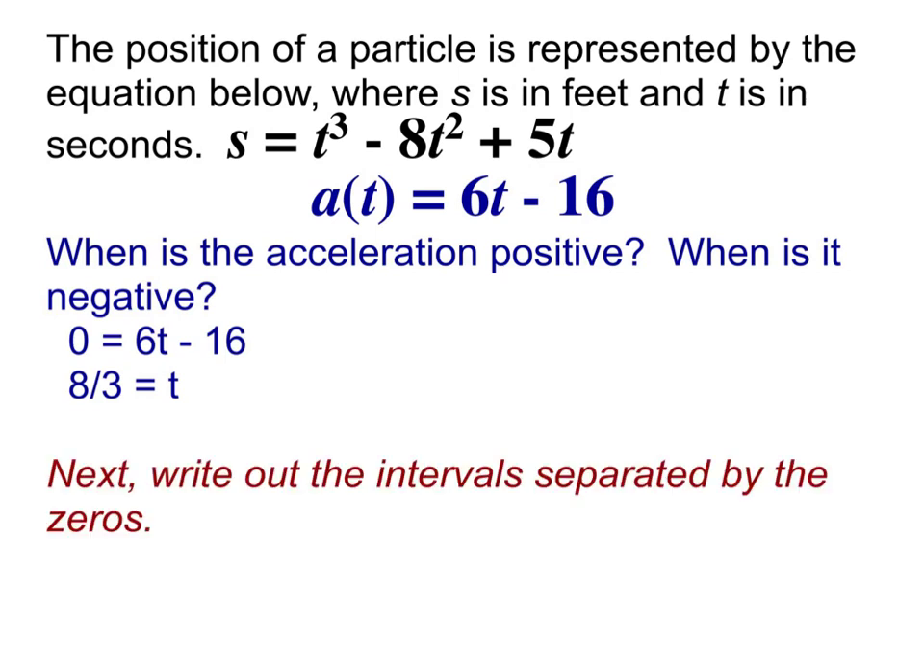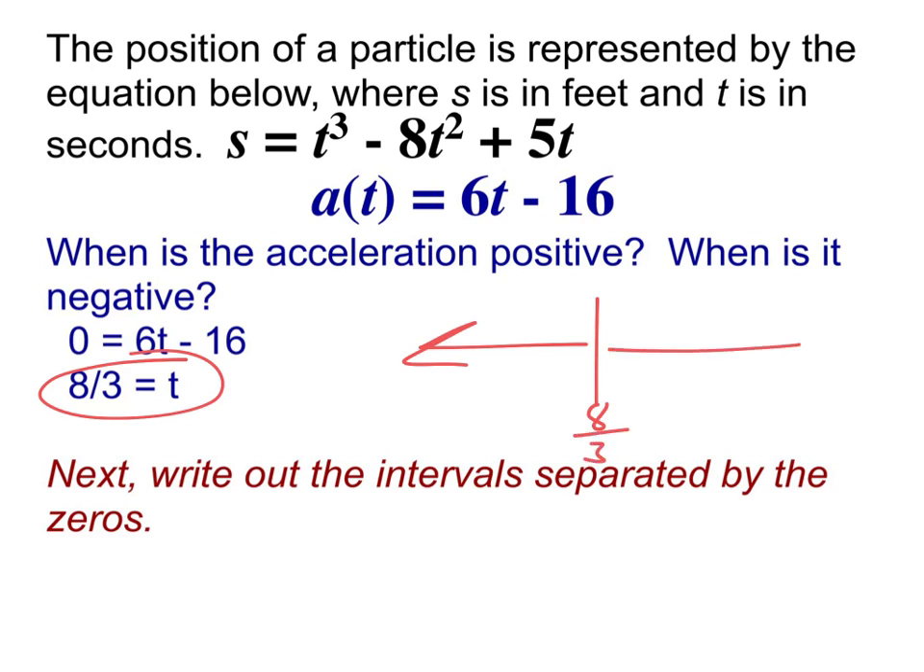I don't know. Next up, I want to be able to write out the intervals when the acceleration is positive and negative. Now, those intervals are going to be separated by the zeros. So we know that the dividing line between positive and negative is at 8/3. So then there must be 2 intervals. We're going to describe everything to the left of 8/3, and we're going to write an interval for everything to the right of 8/3.